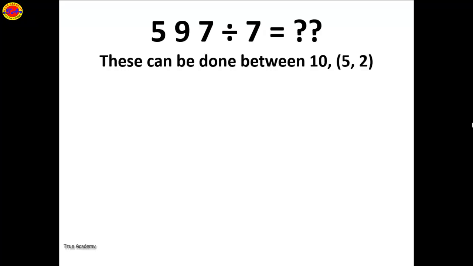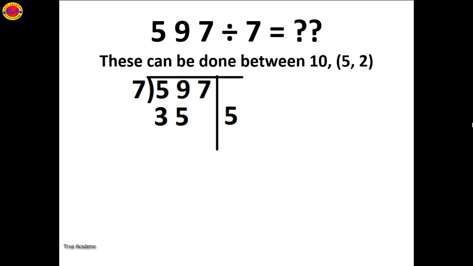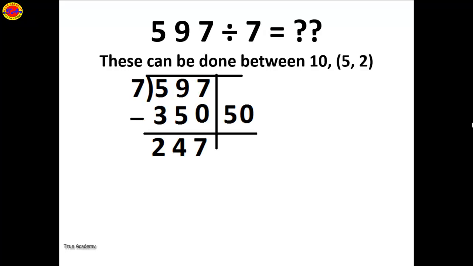And now let's see 597 divided by 7, which is also done in the same way. This can also be done only between 10, that is 5 and 2. 7 fives are 35, so 7 into 50 we get 350. So 597 minus 350 we get 247.